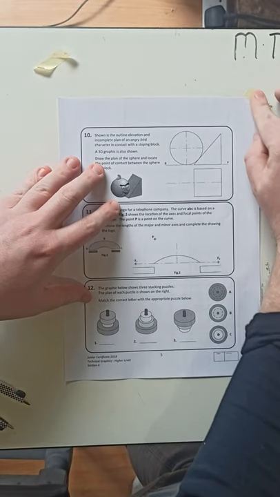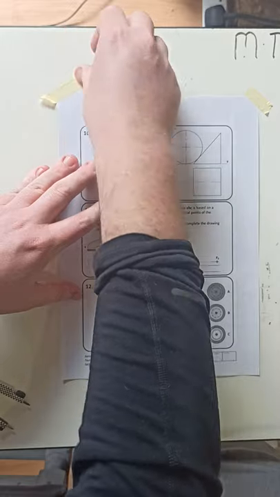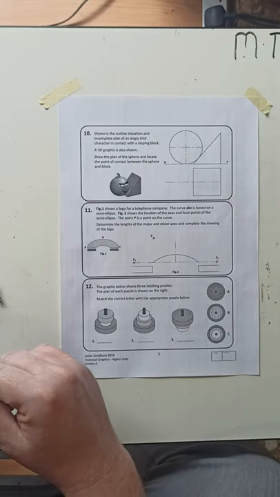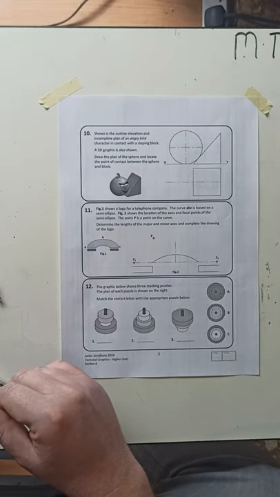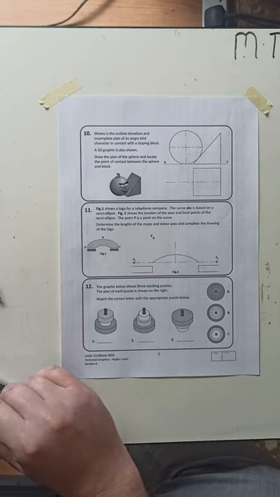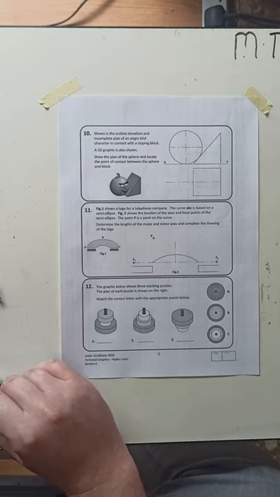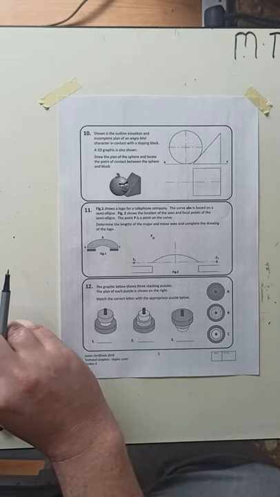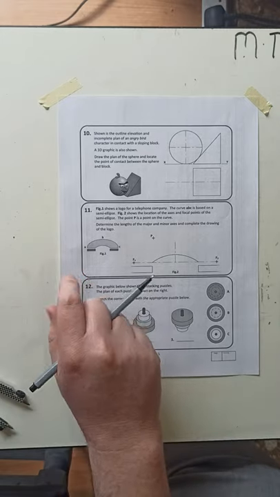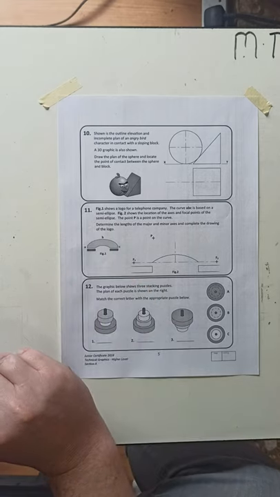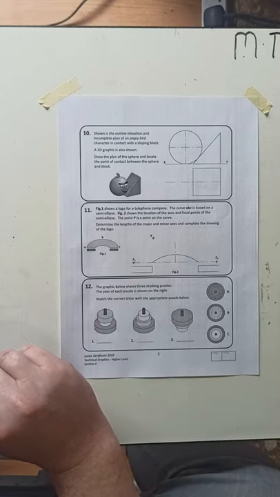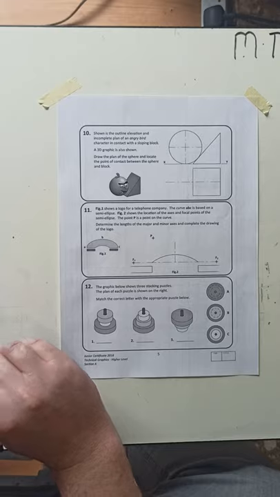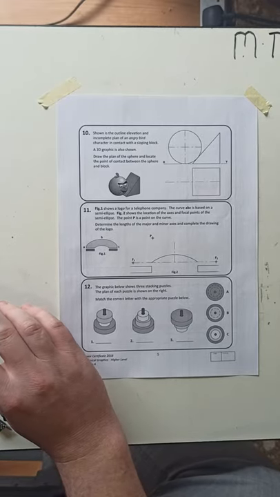Alright, so 10 appears to be a solid in contact. Shown is the outline, elevation, and incomplete plan of a sphere in contact with a sloping block. Draw the plan. So this is 2018, obviously they were popular then. Draw the plan of the sphere and locate the point of contact between the sphere and the block.